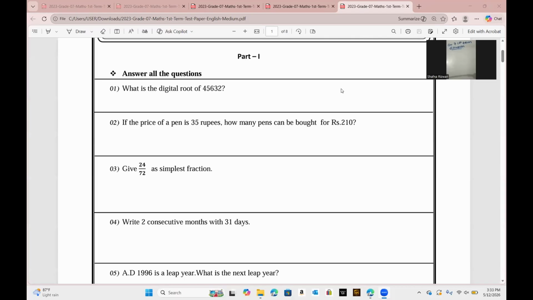Now see here, what is the first question that they have given you here? The first question they have given you is: find the digital root of 45,632. They are asking you to find the digital root of 45,632. Okay, now let's see how to find it.